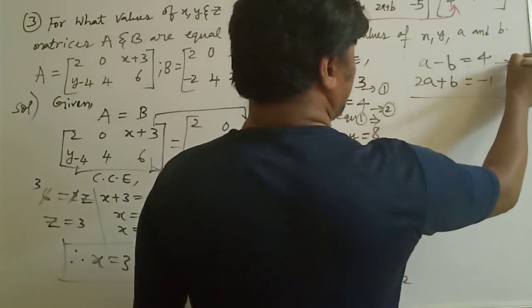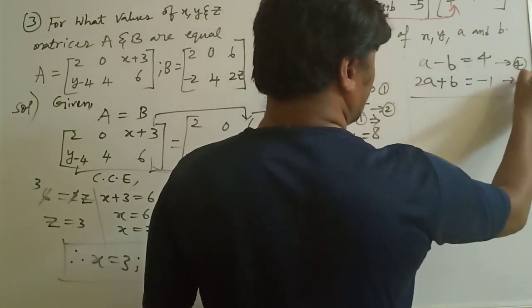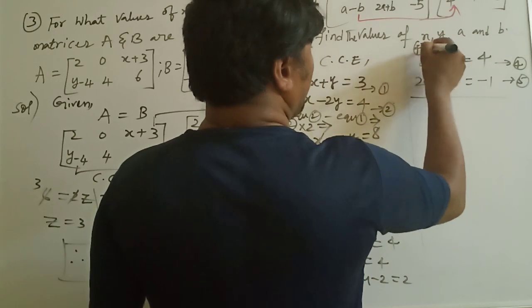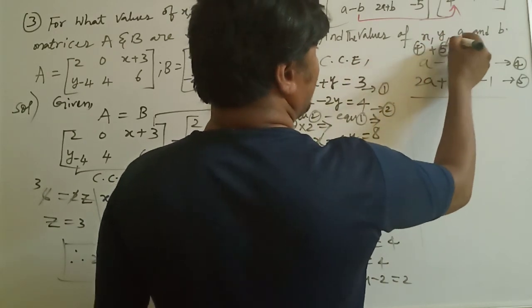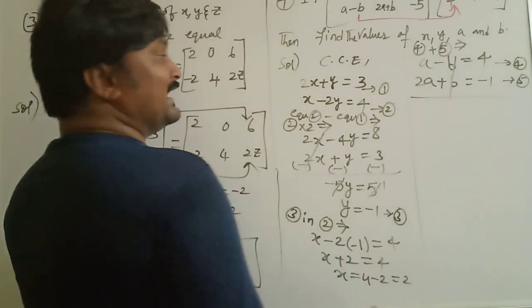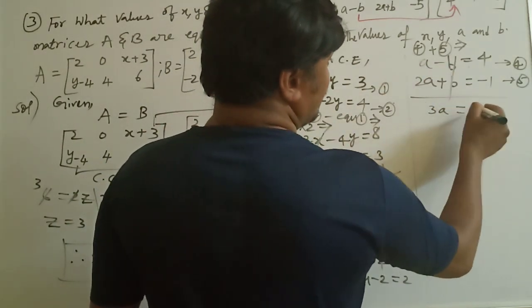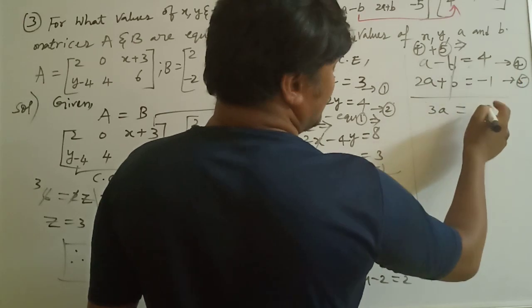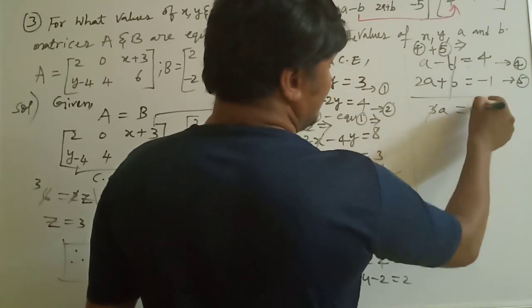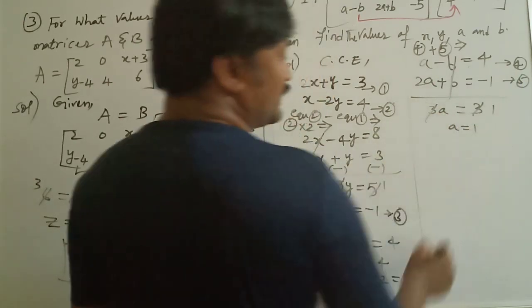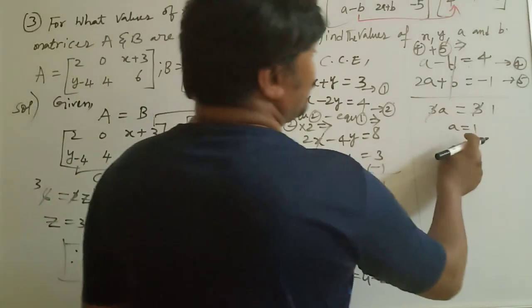So let me give this equation number 4 and equation number 5. Adding 4 plus 5, minus b plus b gets cancelled. Then 2a plus a is nothing but 3a, that is equal to 4 minus 1, which is nothing but 3. So that 3 gets cancelled. A is equal to what you got? 1. So a is equal to 1.